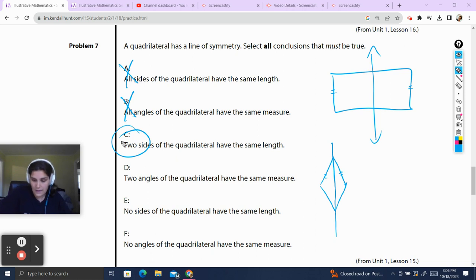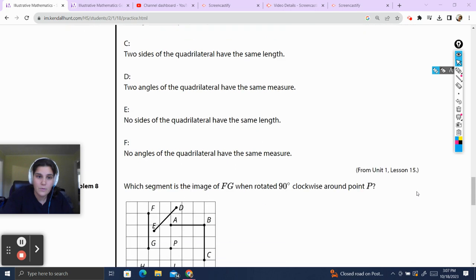2 angles are going to have the same measure. Well, if this is reflected onto that, it would have to have the same measure. If this is reflected onto that, it would also have to have the same measure. No sides of the quadrilateral have the same length. No, we just determined that at least 2 have to. And no angles have the same measure. No, we know that we're going to have some angle that has the same measure to have that symmetry. So the correct answers are C and D. And as I constantly say, always draw a picture, and a couple different pictures if you need to, to see if you can come up with a counterexample, because it always helps when you can visualize a question.